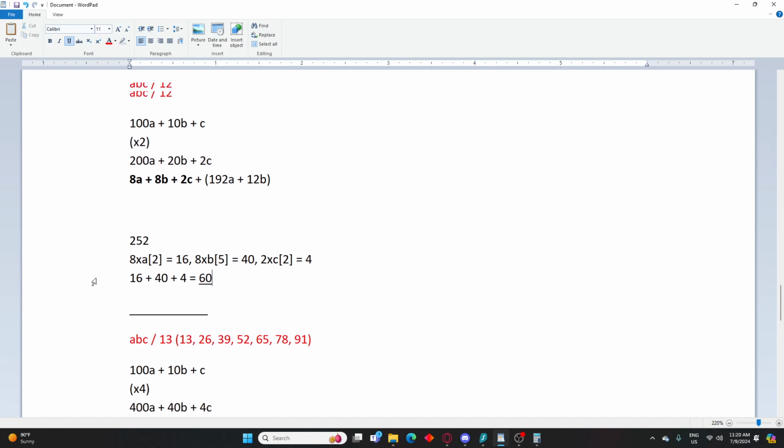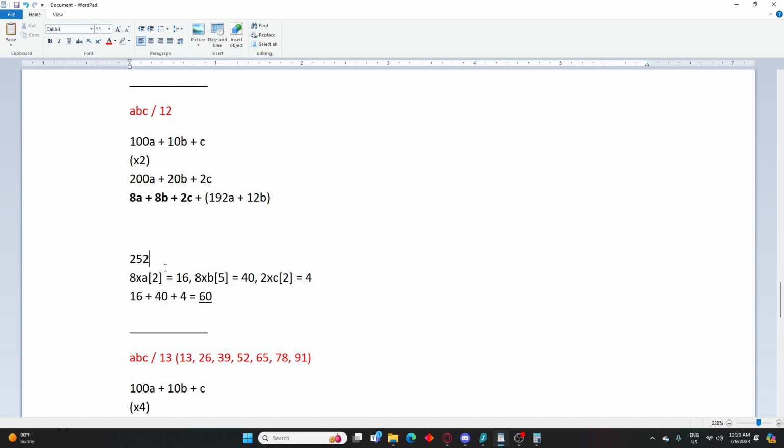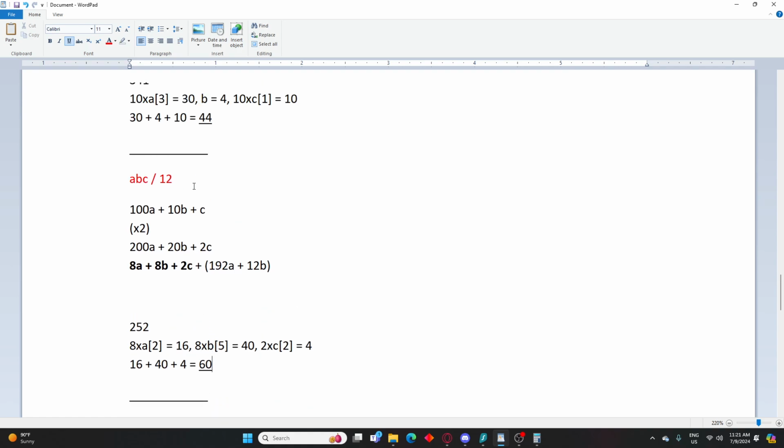So now that being said, let's think about this, right? 252. We know it's divisible by 3, because 2 plus 5 plus 2 is 9. Is it divisible by 4? 2b plus c. 10 plus 2 is 12. 12 is divisible by 4. Yeah, that is a way better method. This method is stinky.